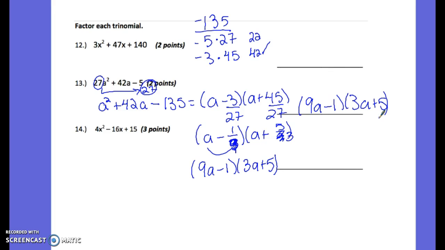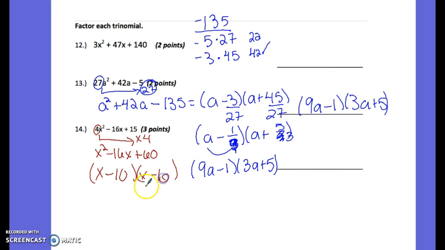For the last one, again, let's do it by slide and divide. So slide your 4 over, and you have x squared minus 16x plus 60. Oh, well, two things that multiply to be positive 60 and add to be negative 16. How about negative 10 and negative 6? This worked out nice. Divide by 4, divide by 4. Simplify those fractions. They're both divisible by 2.